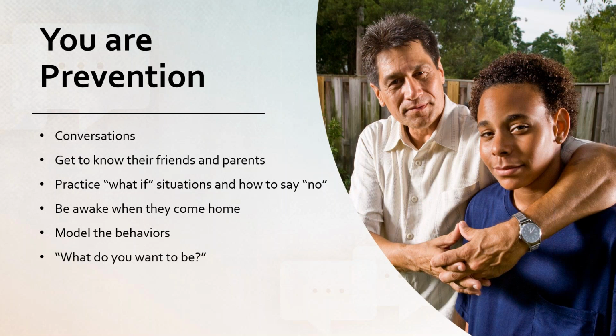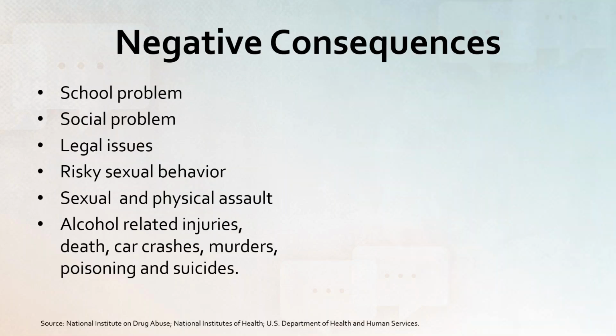So what do you want to be when you get older? What are your plans for the future? It's important for them to connect those two things because it gives them a reason to say no. So just talk about also what the negative consequences of using alcohol are: school problems. After a while, if somebody's drinking on multiple occasions, they don't care about school. Grades are going to drop.